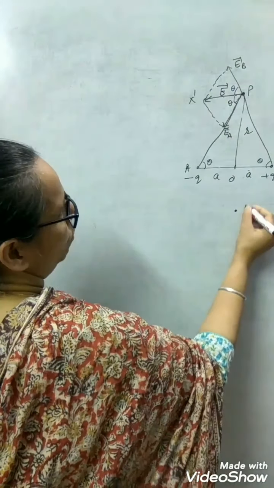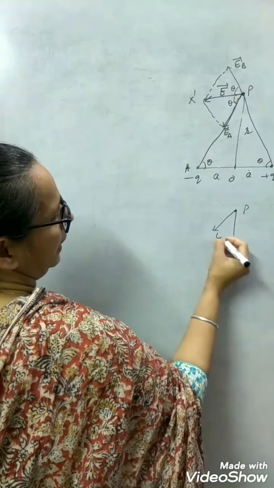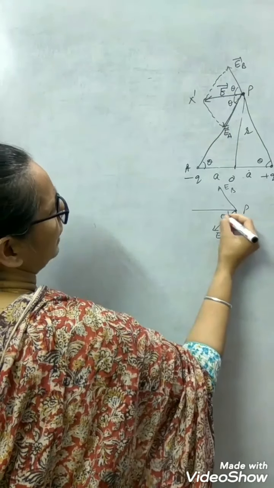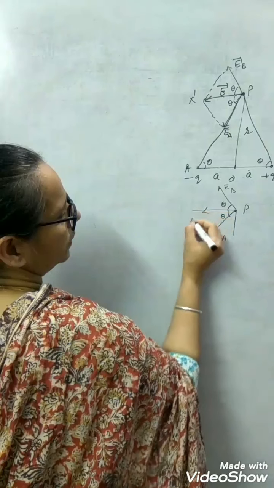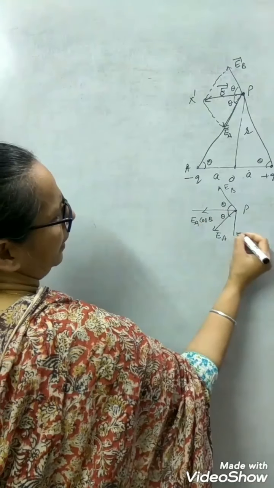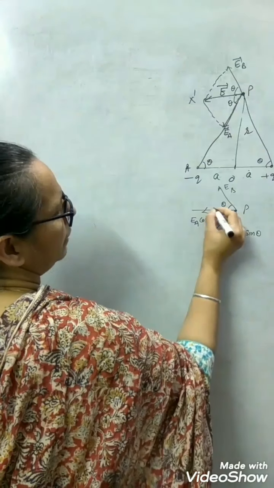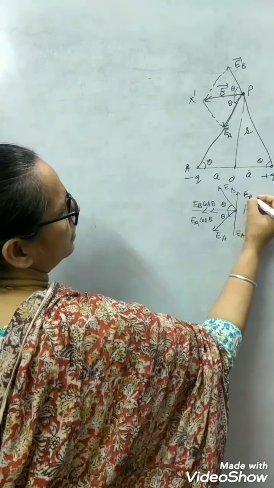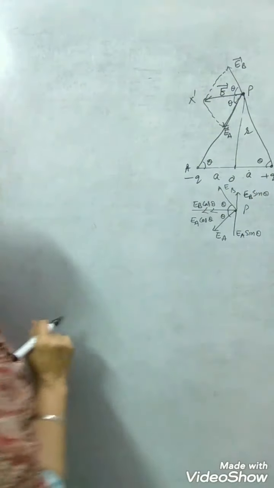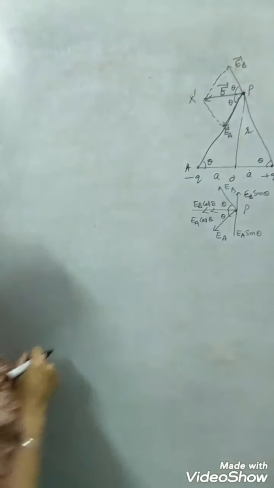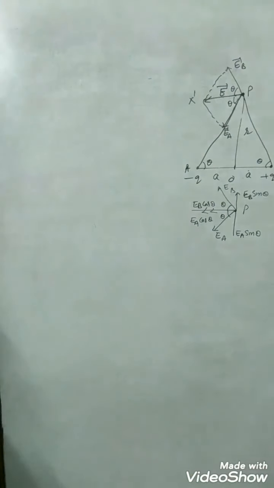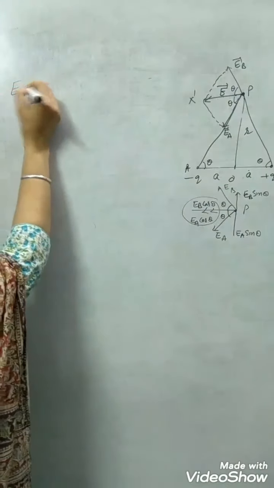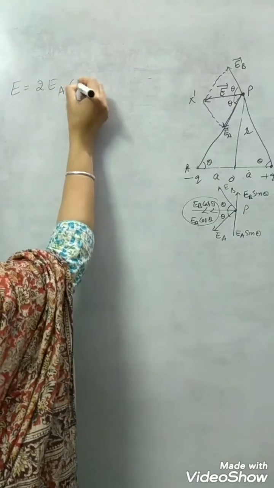If I consider point P, this is EA and this is EB at angle theta. So this becomes EA cos theta, EA sin theta, and EB cos theta, EB sin theta. The charges are the same and the distance is the same, so the magnitude of the electric field is the same, and the net field is 2 EA cos theta.